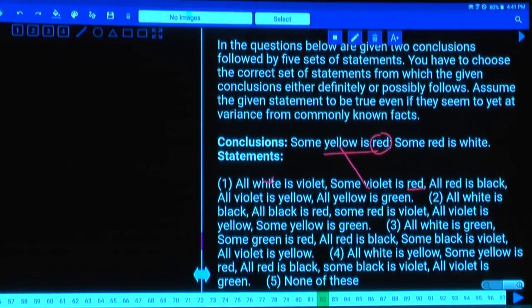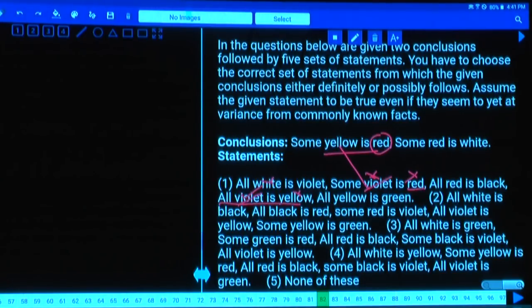What do you mean by this one? Violet should go and yellow should come, means the relation between violet and yellow should be there. And then all violet is yellow is there. Then by combining these two statements, this is cross and this is cross. This is tick and this is cross. What is the middle term here? Violet is the middle term.